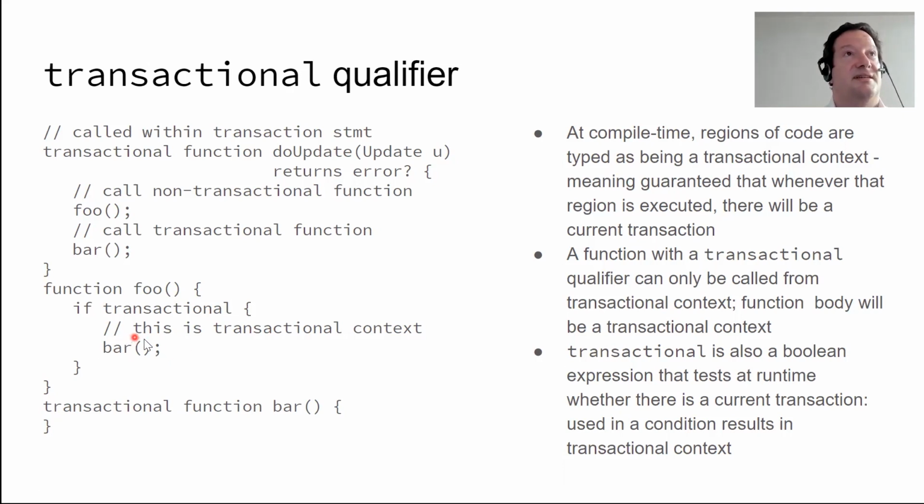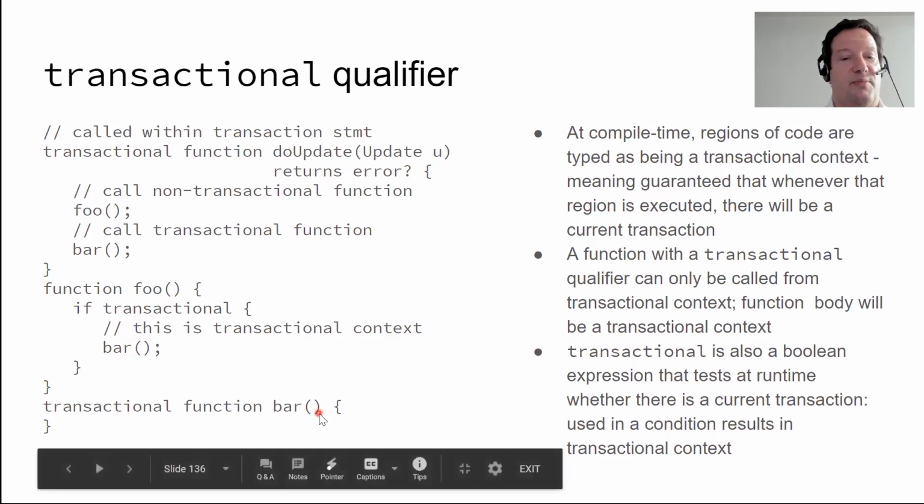So within this branch of the if, we know that we have a transactional context. And so here we could call bar, even though this function is transactional, we've checked here that we've got a transactional context. So it's okay to call bar here.